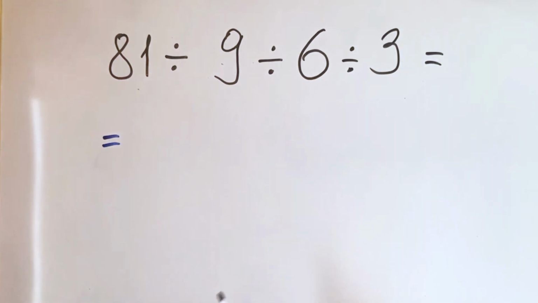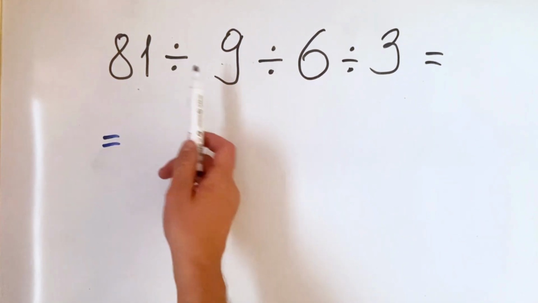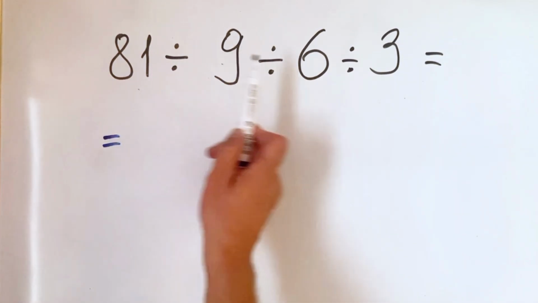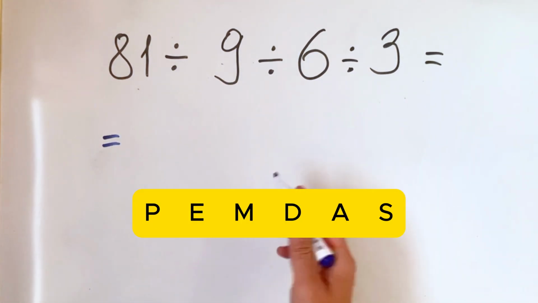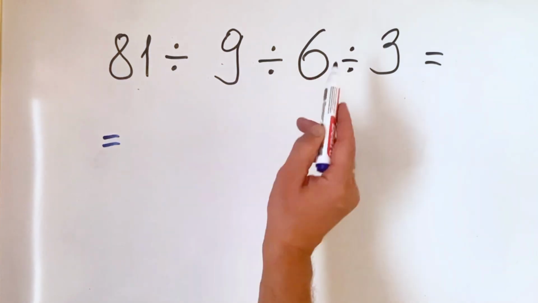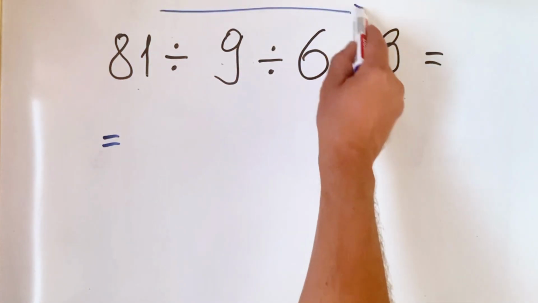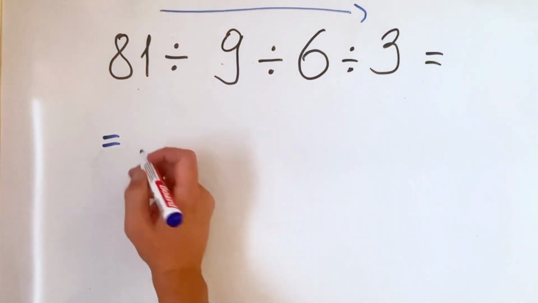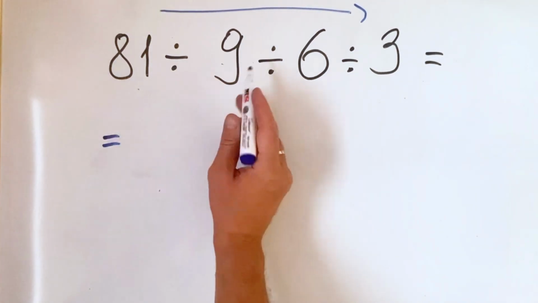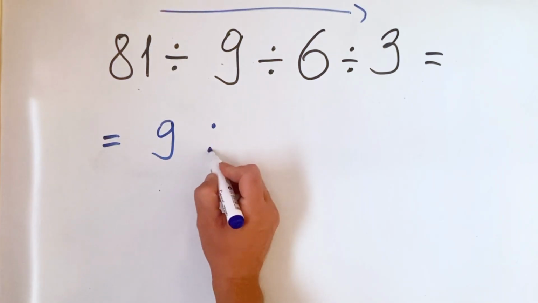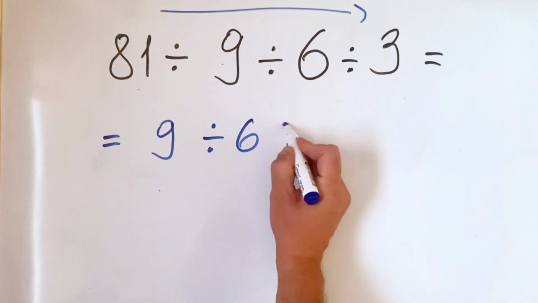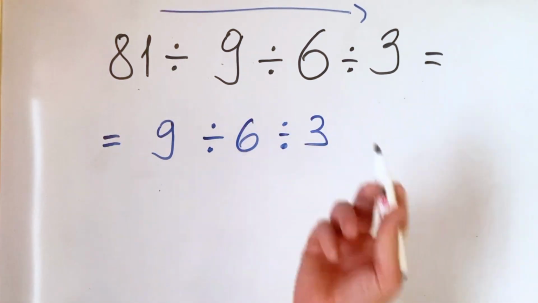So to solve this equation, first of all, we can notice that we have only divisions. From the order of operations, PEMDAS, we know that when we have only division, we do it all from left to right. What we get is 81 divided by 9, it's 9. Then divided by 6 and divided by 3.